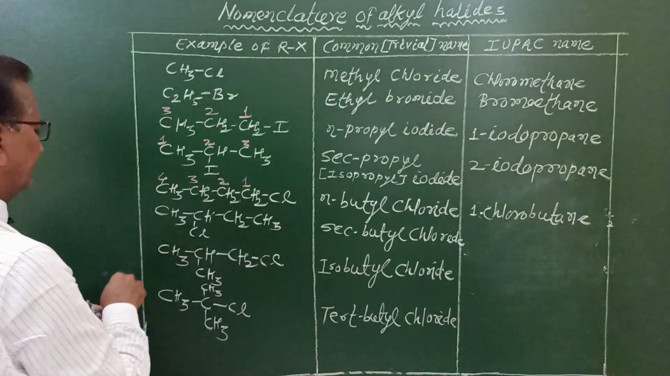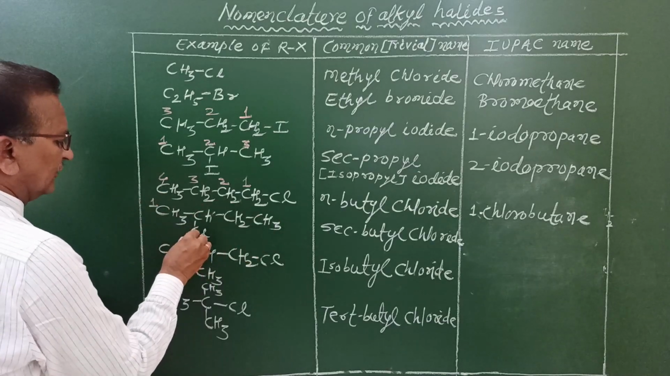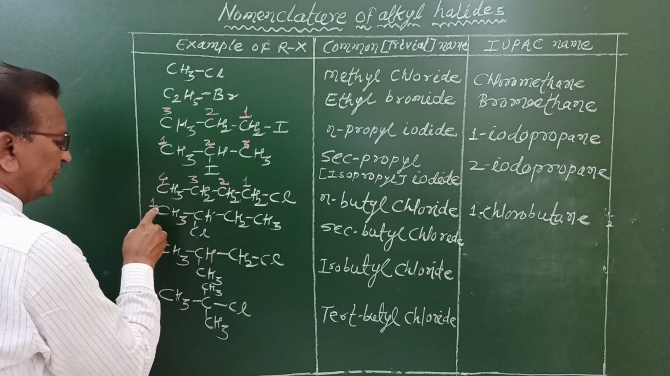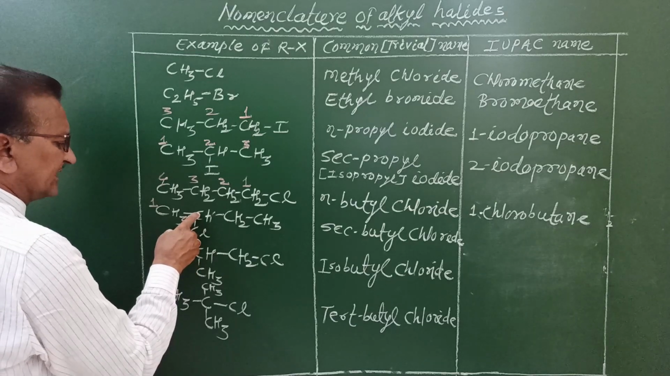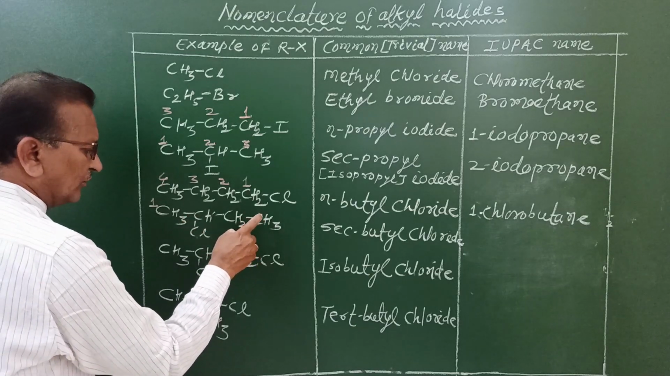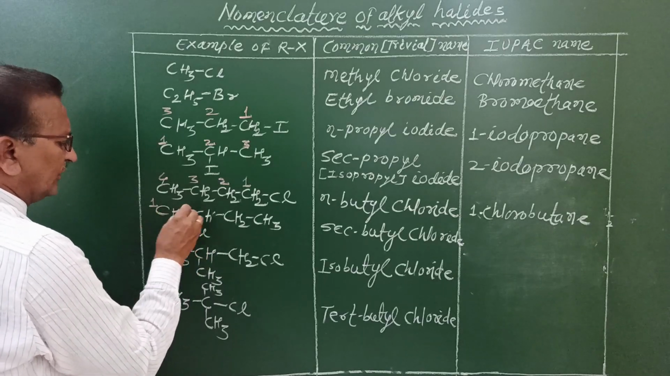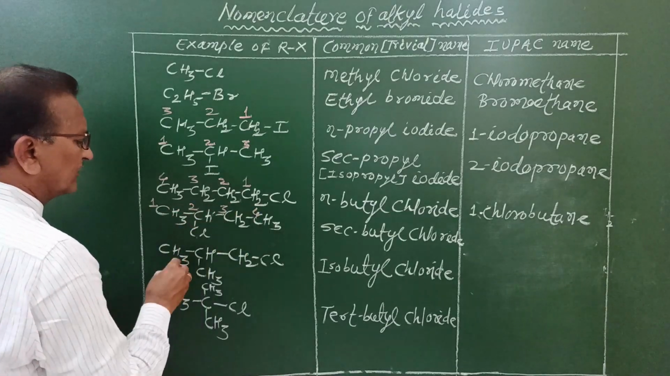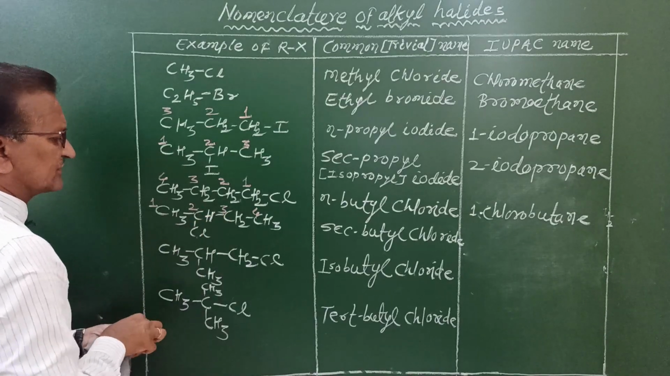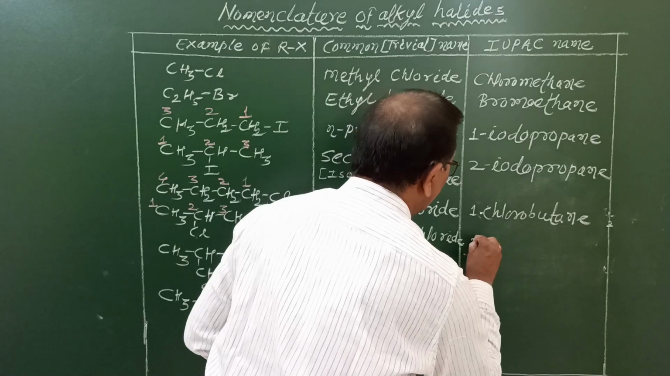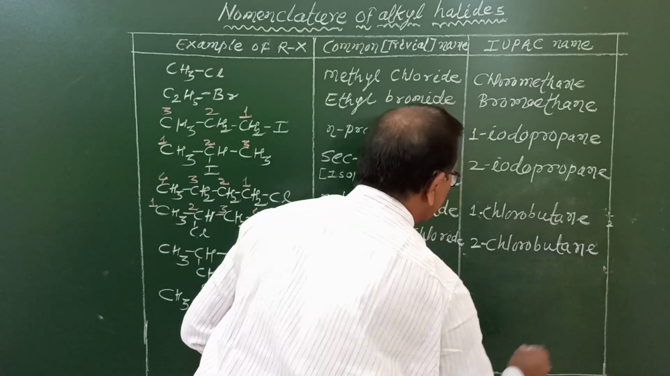Now let us see this example. In this example, numbering should be started from the left side, left to right, because the halogen atom is nearest to this end. If we number this chain from left to right, then the halogen atom, that means the chlorine atom, appears on carbon number 2. But if we number from this end, 1, 2, 3, then the halogen atom appears at carbon number 3. So the correct way of numbering is like this: 1, 2, 3 and 4. Since the chlorine atom is bonded to carbon number 2, the IUPAC name of this compound is 2-chlorobutane. Now let us see the next example.